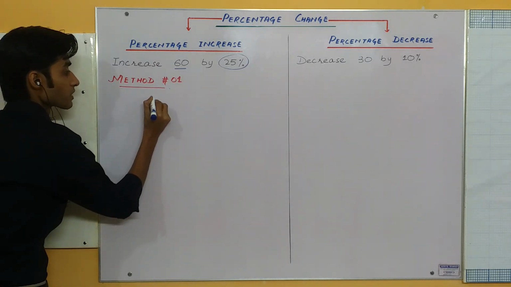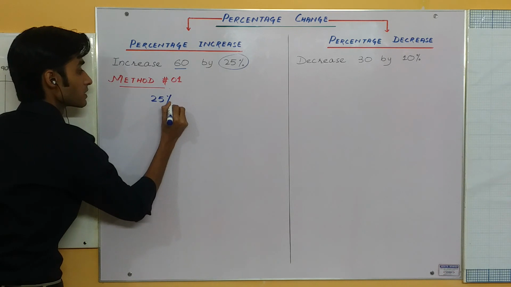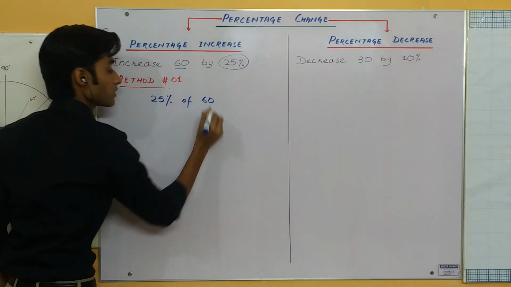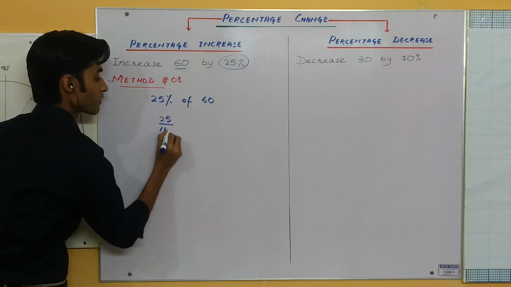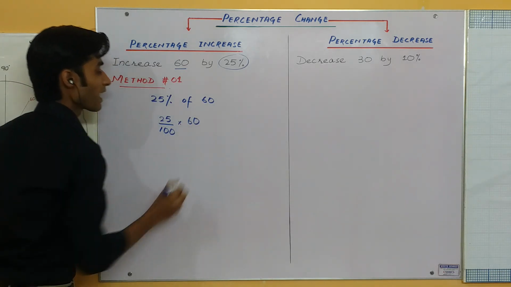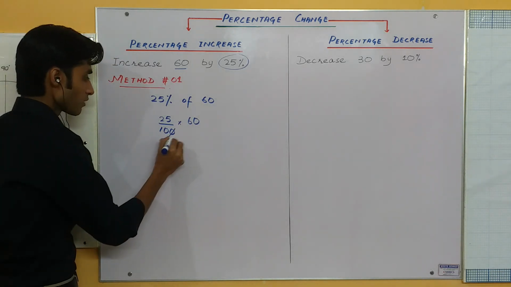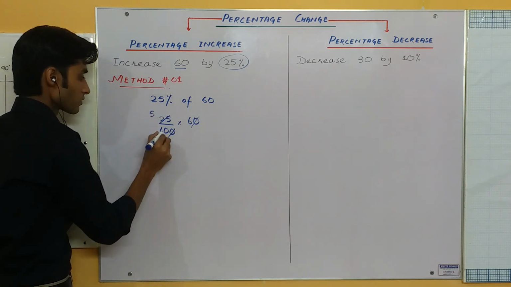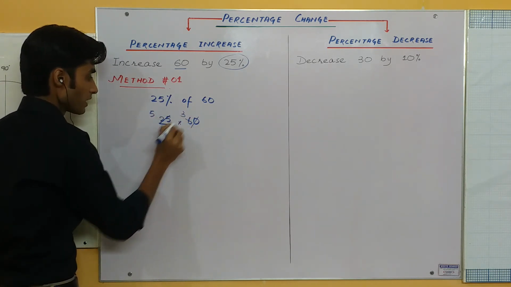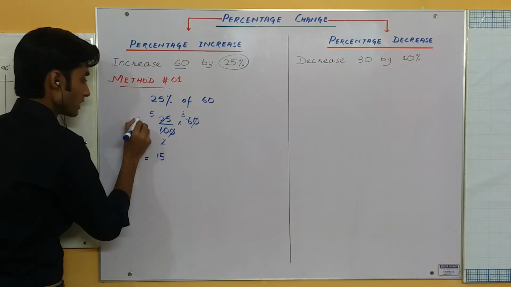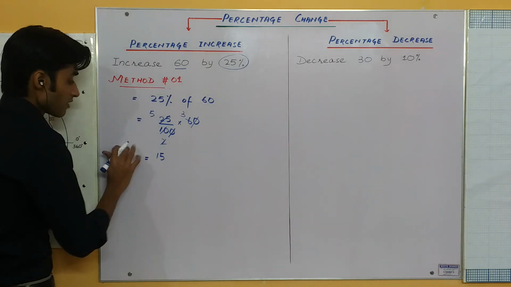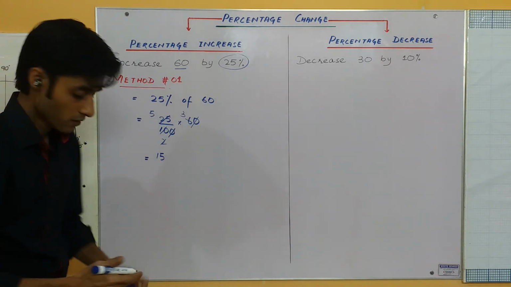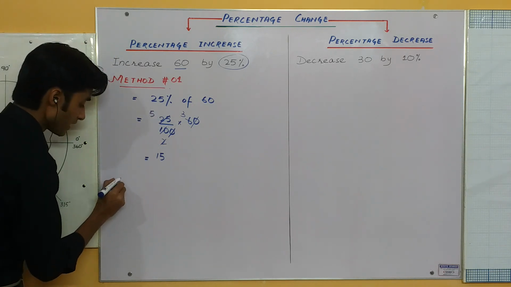What is 25% of 60? First of all, you need to find out this. I have already taught you how to find out percentage of a quantity. When you find out 25%, this is what you perform. This becomes 3, and the final answer is 15. 25% of 60 is 15. Is that okay? This is the value that has to be added, and then I'll find out the increased value.